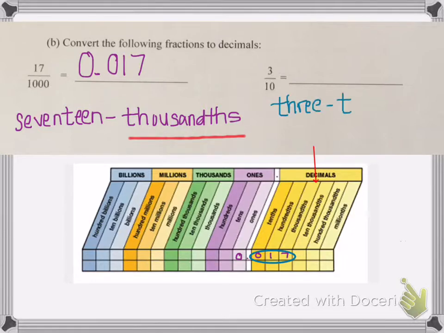I would say this as 3 tenths. So I can see now that the tenths place is that first spot to the right of the decimal point. So I only need to fill up 1 spot. Well, that's a good thing. My numerator only has 1 digit. So it has a 0 in the ones spot, then the decimal point, then a 3. So this is written as 0.3 or 3 tenths.